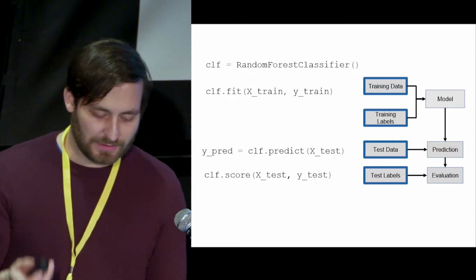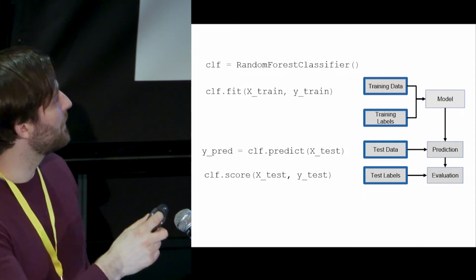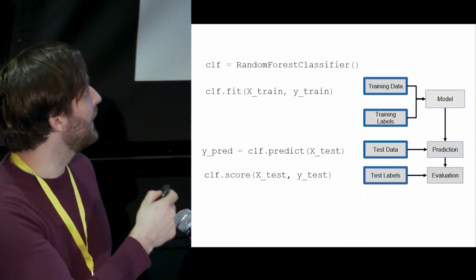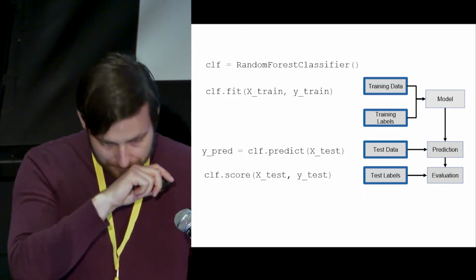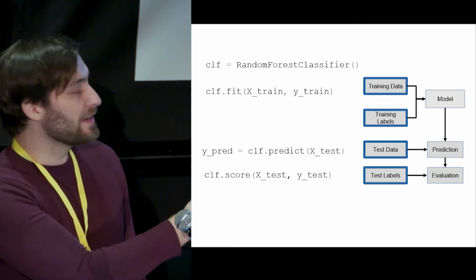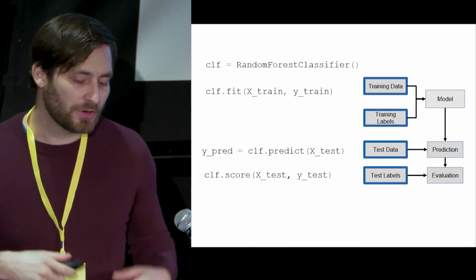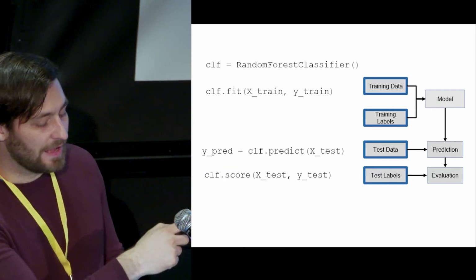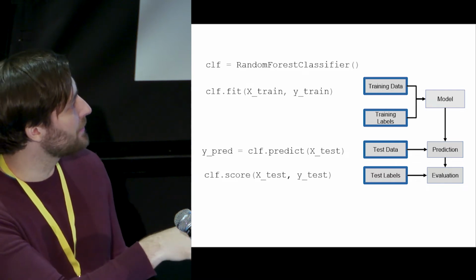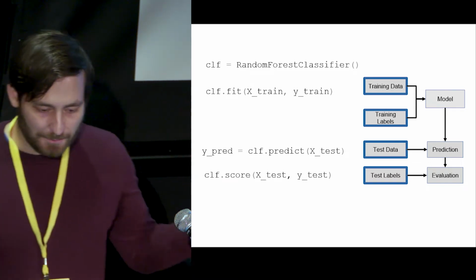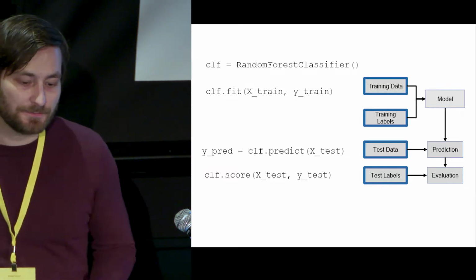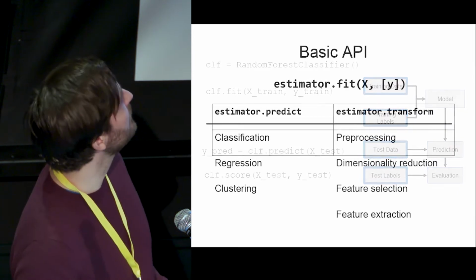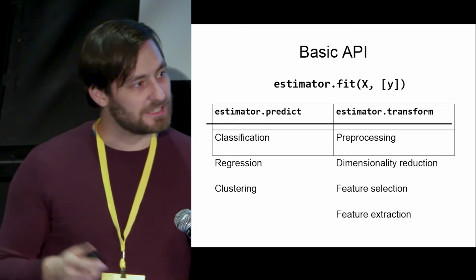Then there are two other methods that are really important. I mentioned predict already. Predict is for when you want to predict some outcome or target variable in classification, regression, or clustering. The other important method is transform, which is used whenever you want to create a new representation of your data. So predict creates something like y, and transform creates something like a new X. This is used in pre-processing, dimensionality reduction, feature selection, and feature extraction. So this is the basic model API.